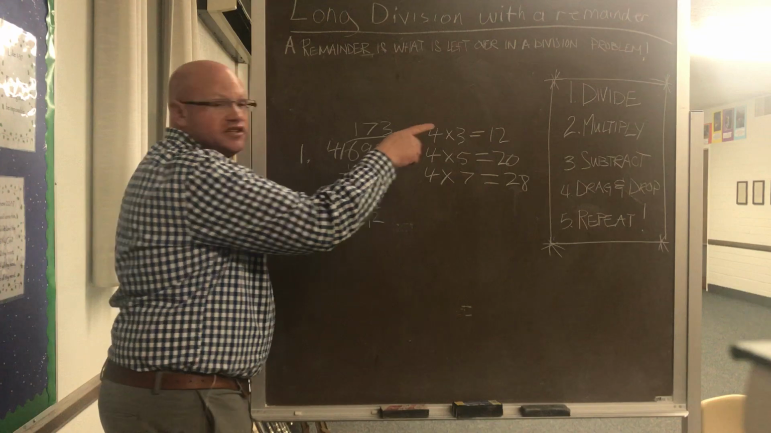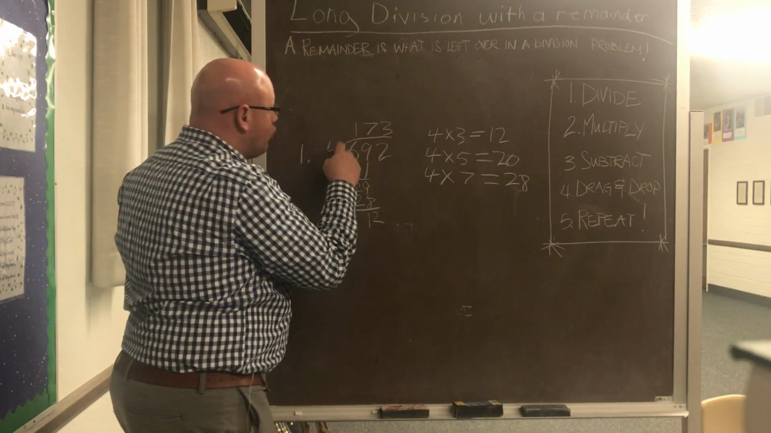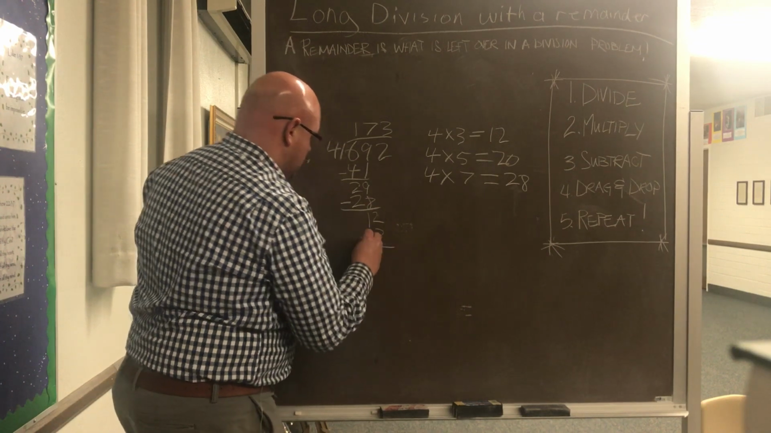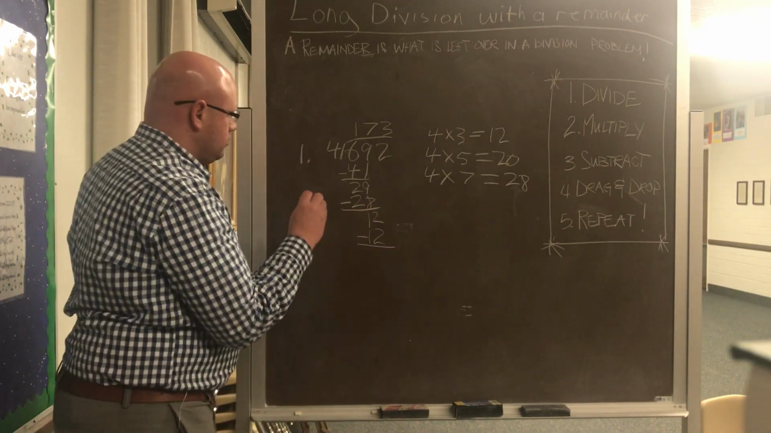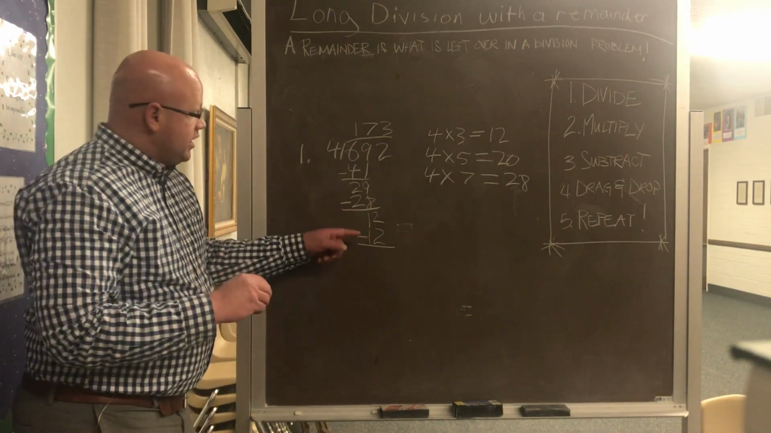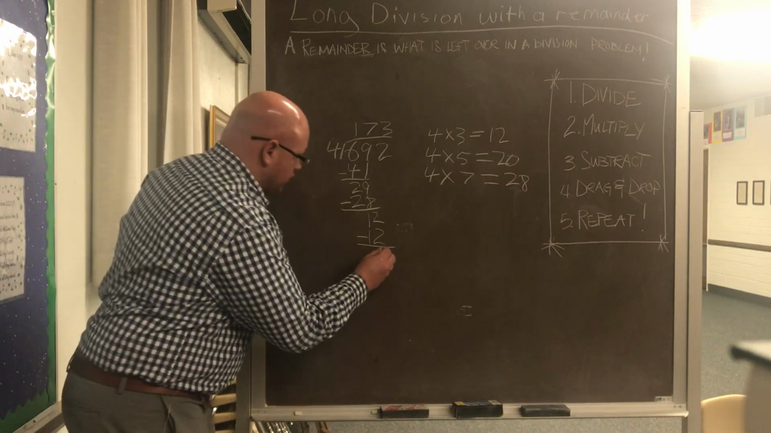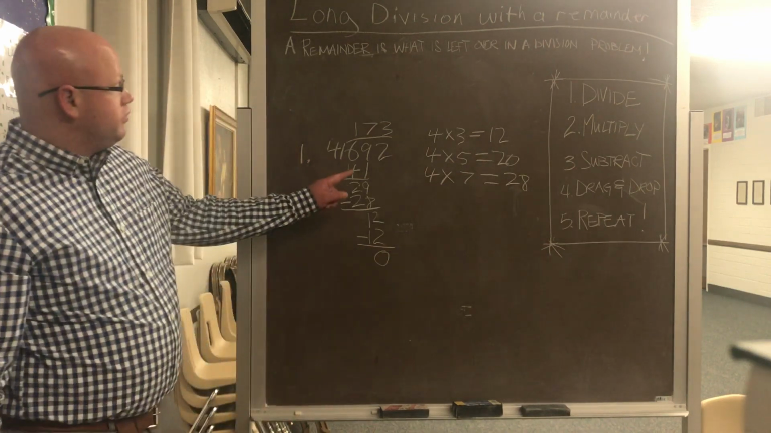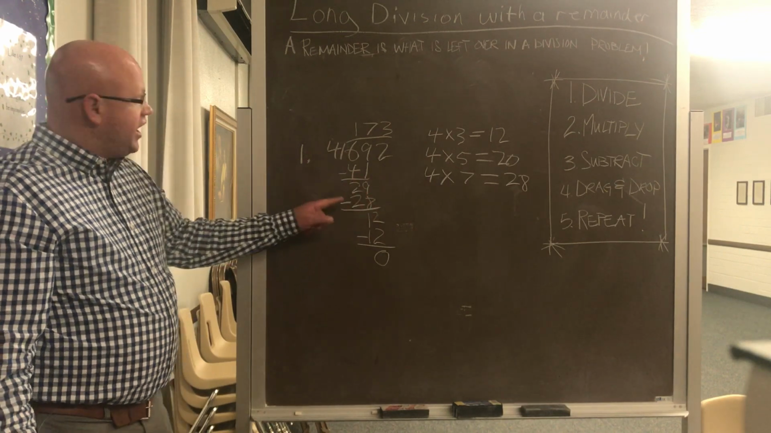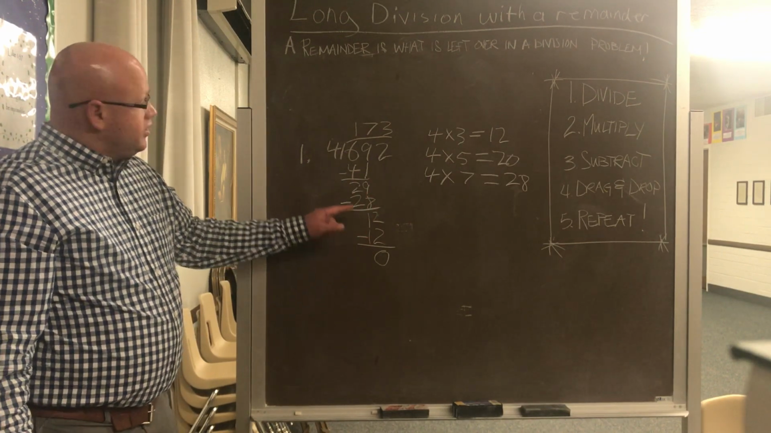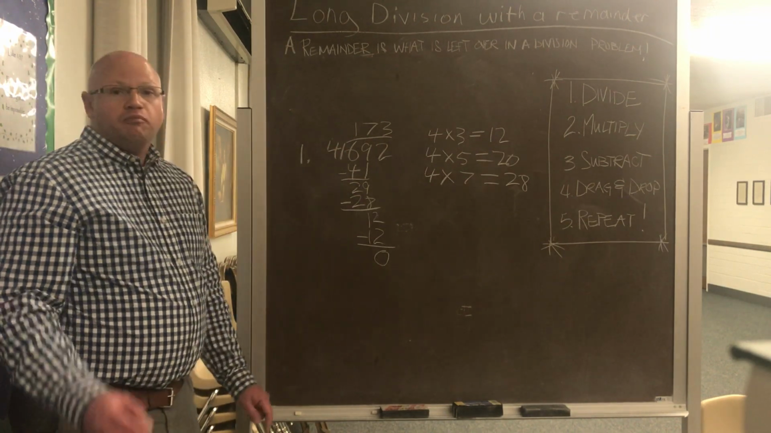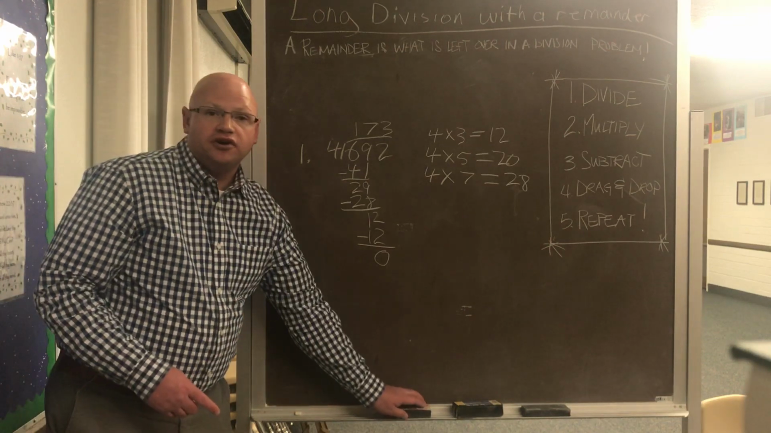So the next step is multiply. 4 times 3 is 12. And we're going to subtract that, and that comes out to be 0. So class, right here, we got lucky. We didn't have a remainder. Our answer is 173. But we're going to go on to another problem.